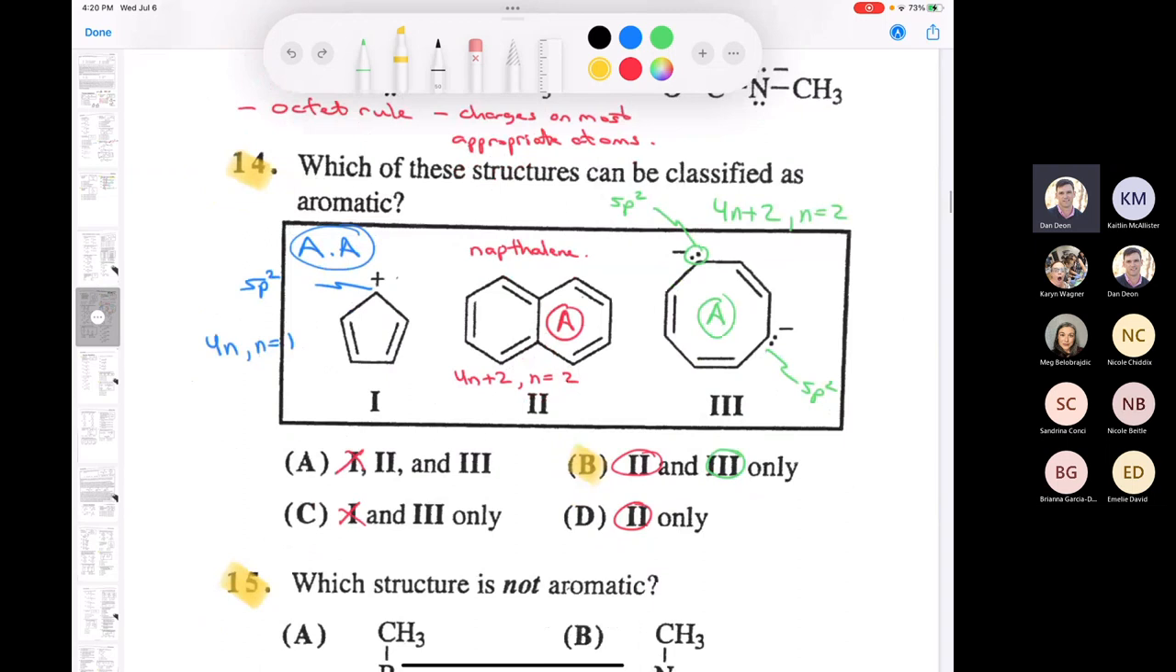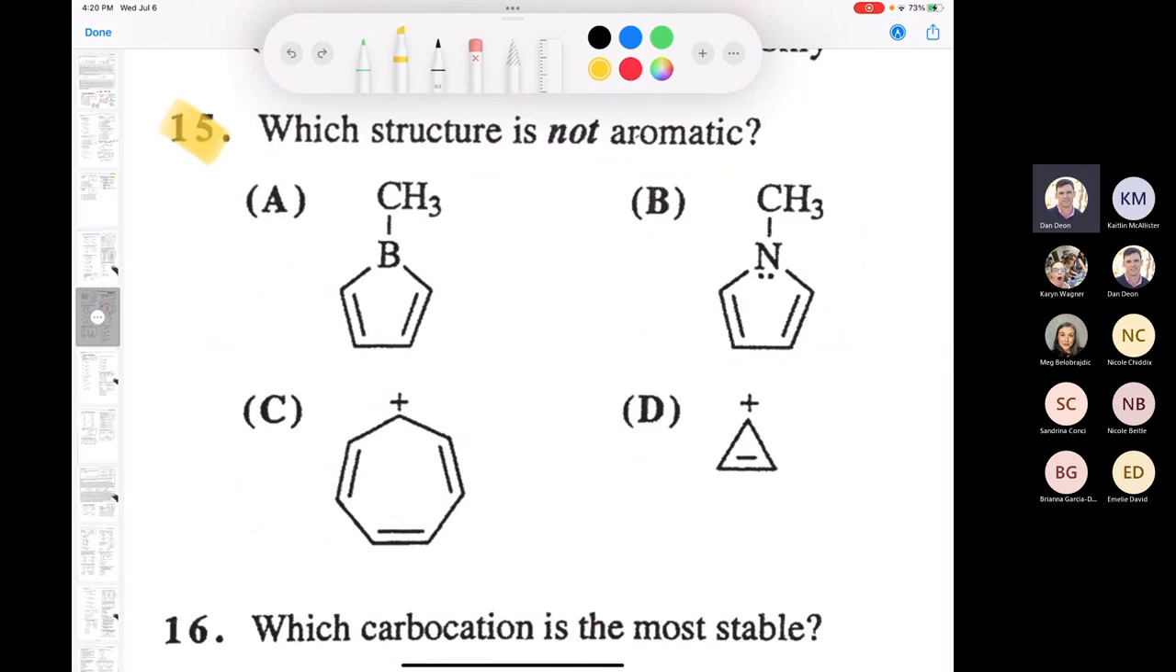Let's try another one. So this question is asking you, is there anything here that's not aromatic? It's not saying anti-aromatic. Is there anything here that's a red flag to you? And you just go, that's not an aromatic compound. And this one's not simple, I wouldn't say. You know, nothing is simple in organic chemistry.